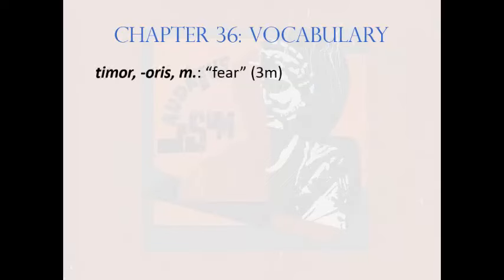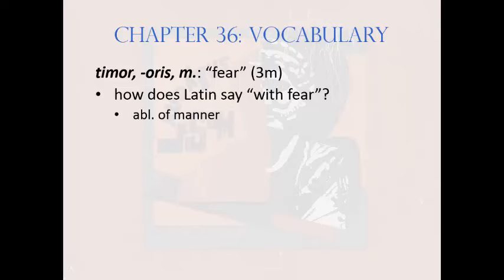Now, let's look at the vocabulary. First word, timor, timoris, masculine, meaning fear. It's a third declension masculine noun, not i-stem, not even close. How would Latin say, "with fear"? What kind of ablative is this? What does it show? How something happened? It's adverbial. Which use of the ablative is adverbial? The ablative of manner. Does the ablative of manner use a preposition? Yes, cum, when its object doesn't have an adjective.